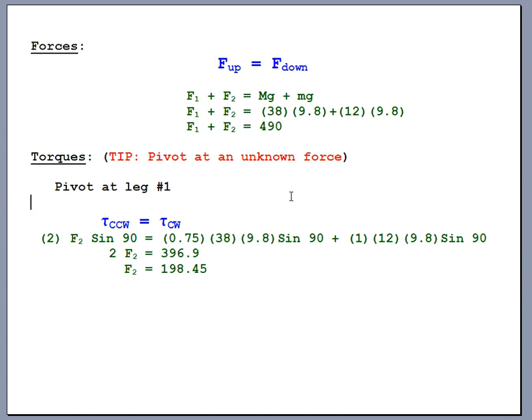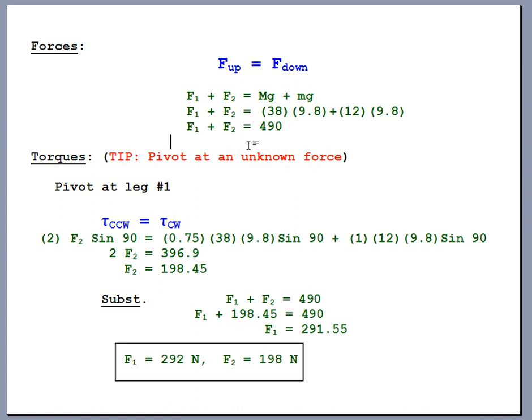Now, there are two ways you could figure out how big F1 is. You could say, hey, that was so much fun, I'm going to start over again, this time pivoting at the other table leg. Absolutely works. The faster way, go back to this equation that's just been sitting here stewing, just kind of waiting for you to do something with it. And now you can go and substitute in the 198 for F2. And then you can find out how big F1 is. And you're done. So that torque method is very, very valuable, especially if you pivot at an unknown force.